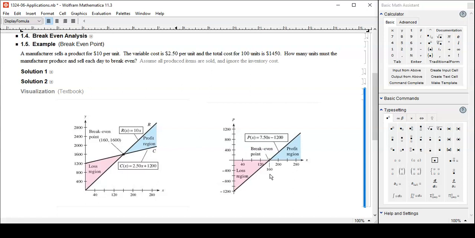Or here's another way to view it. R minus C gives the P function, the profit function, and it's going to hit the x-axis because the y coordinate is going to become 0 here, and that's 160. These two figures are actually identical, the same picture. I mean, they're not identical. They look different, but they're talking about the same information.